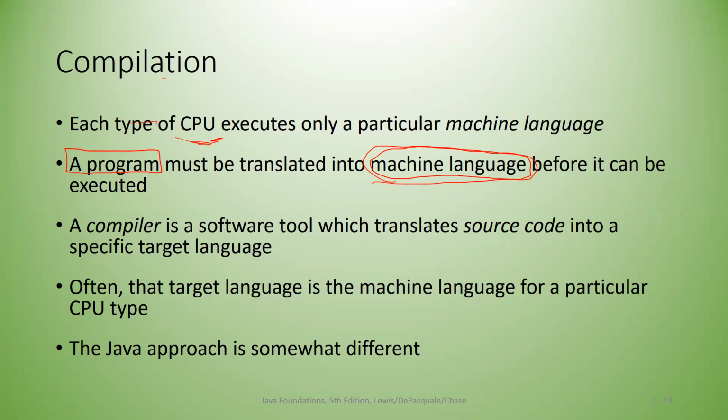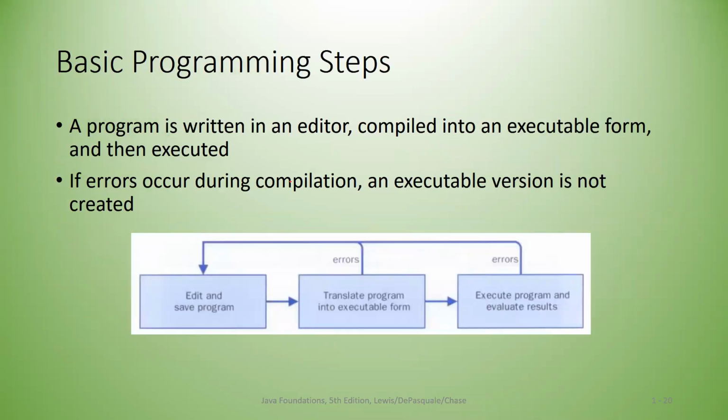Often the target language is the machine language for a particular CPU type, but Java is different. That's why we say a target language. We didn't say directly machine language because it's different. All other languages directly translate your program into the CPU language, but in Java, it's different. So let's see how different it is.